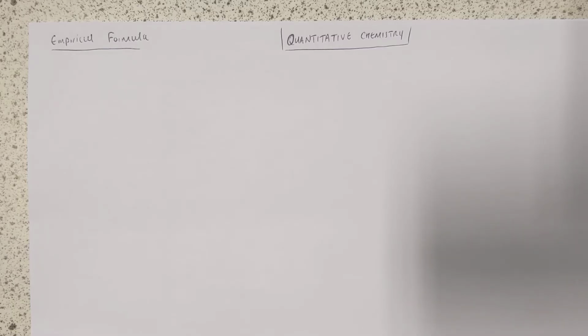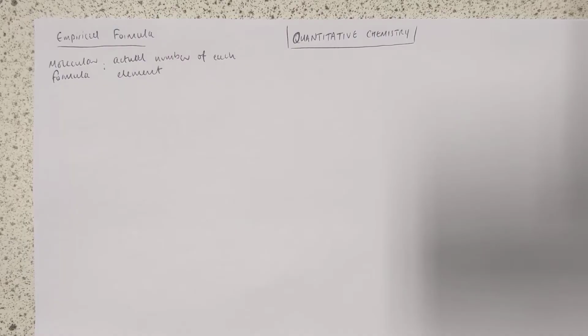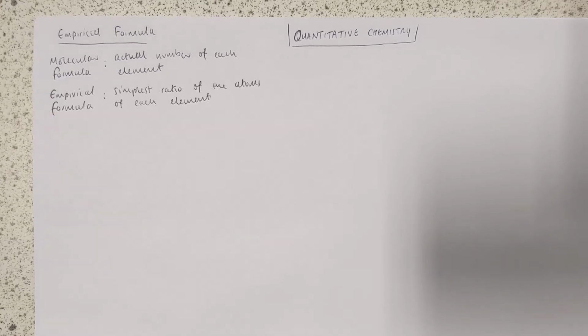So in chemistry, there's actually 2 different ways of writing a formula of a chemical. The one you're most familiar with is molecular formula. The molecular formula shows you the actual number of each element in the compound. A different way of showing the formula is the empirical formula. The empirical formula is very similar to molecular formula, but it's like the simplest ratio of that formula. So if you can cancel molecular formula down to make it simpler, you do so.